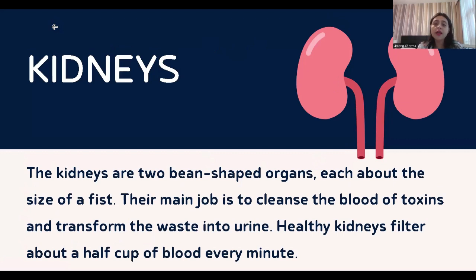As I've told you already, the kidneys have a numerous amount of filtration units, which are known as nephrons, which help in cleaning the toxins, cleaning the waste material and converting it into urea and urine. Every minute they are working. Healthy kidneys filter about a half cup of blood every minute.